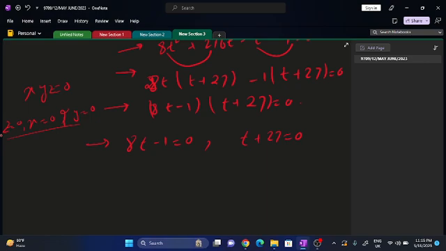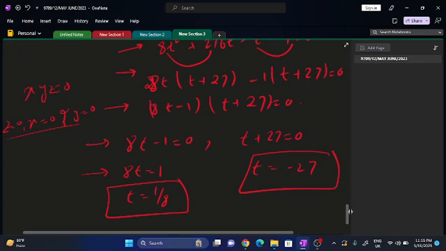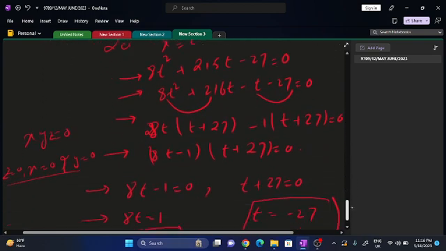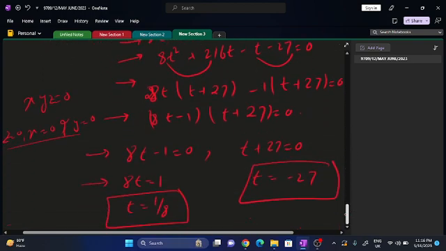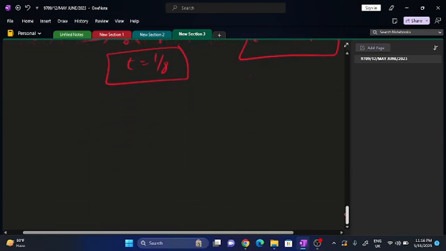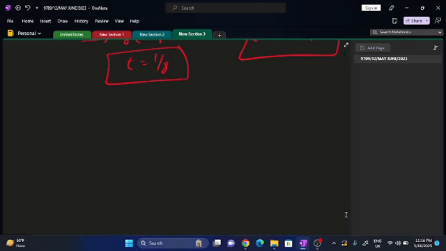When I solve this equation, I get 8t = 1 and t = 1/8. This is the first value of t that I get. Second, t = -27. Go back to your original question. Your original equation is in x and I just substituted t, so definitely I have to resubstitute. I have to go backward through the substitution to get my actual answer in the form of x, because I need my answer in x, not in t. t is a substitution, so put your values back.